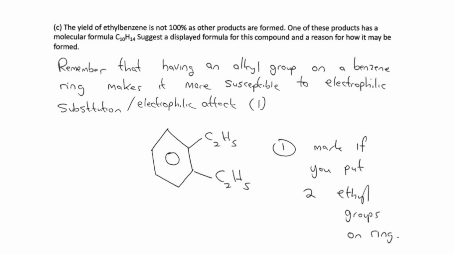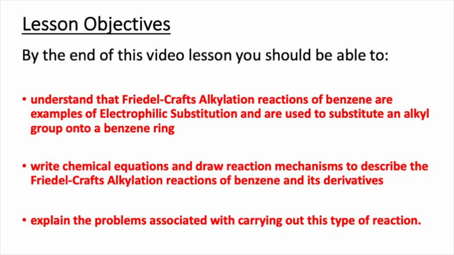And if you drew a benzene ring with 2 ethyl groups on, and you can put these ethyl groups anywhere, that would get you the 2nd mark. So that's how you would get the 2 marks for this question. Now, having 2 ethyl groups on the benzene ring gives you a molecular formula of C10H14. Now that concludes this video lesson.